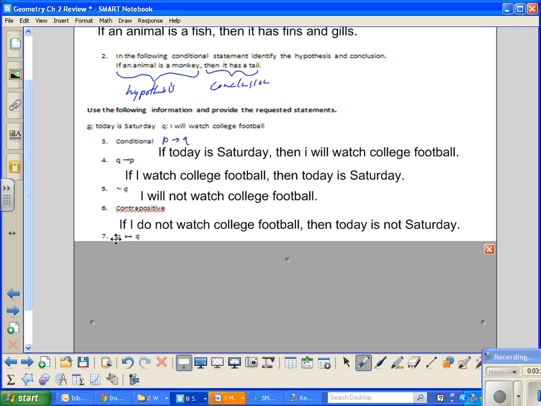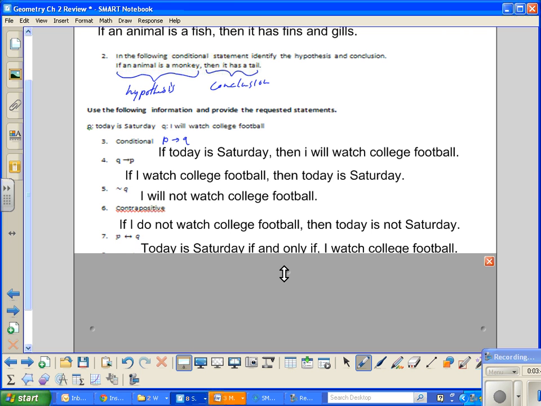Then 7, we got P and Q with a double arrow in there. Remember, the double arrow indicates it's a biconditional, which means that it goes both directions, and therefore we put the if in the middle, if and only if in the middle. So that's what defines it as a biconditional, having if and only if. So we take the P statement, today is Saturday, if and only if, then the Q statement, I watch college football.